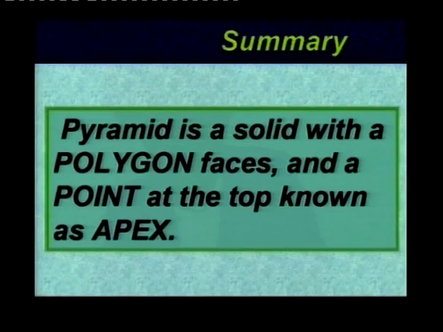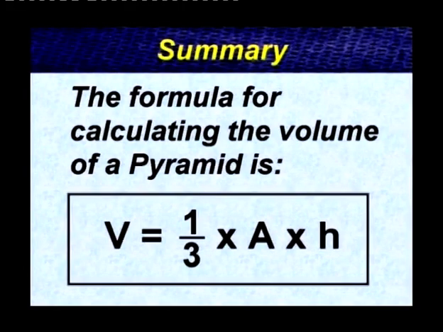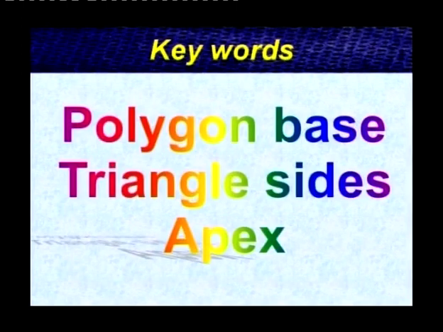Have you finished? The formula for calculating the volume of a pyramid is V equals 1/3 times A times H. Keywords that you have come across in our lesson for today: polygon base, triangular sides or faces, and the apex.